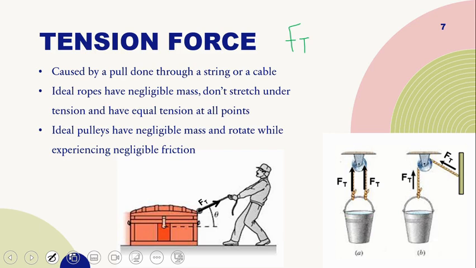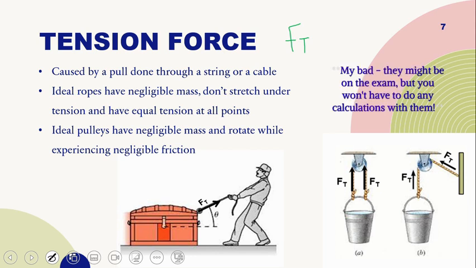Typically, we will be dealing with ideal ropes, which have negligible mass, don't stretch under tension, and have equal tension at all points. Strings with non-negligible mass might have varying tension at different points in the string, but you won't need to worry about these as you're never expected to do calculations involving non-ideal strings. We will also be working with ideal pulleys, which have negligible mass and rotate while experiencing negligible friction. Don't worry about non-ideal pulleys, they won't show up on the exam.